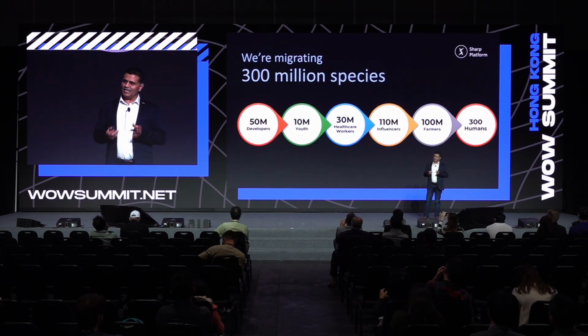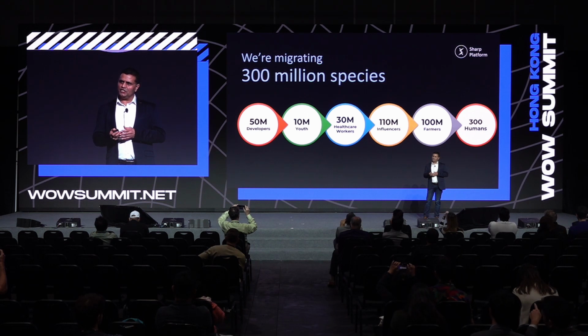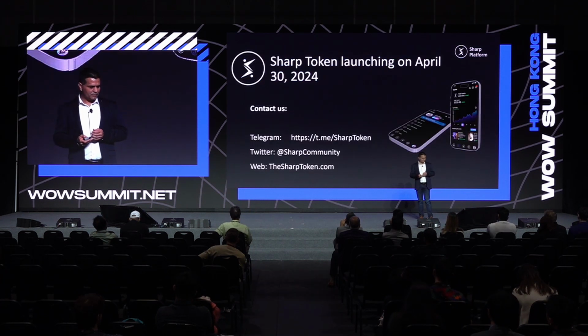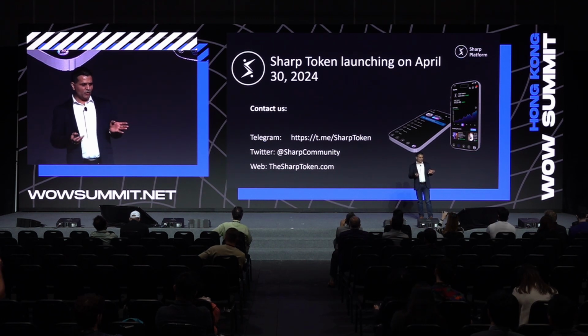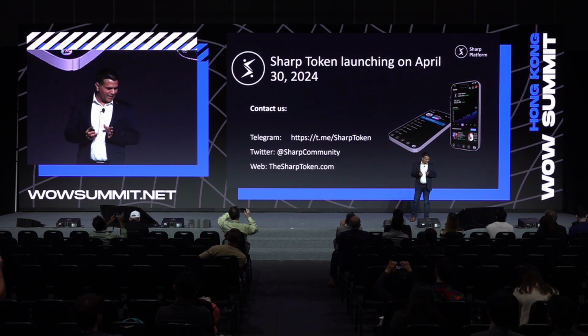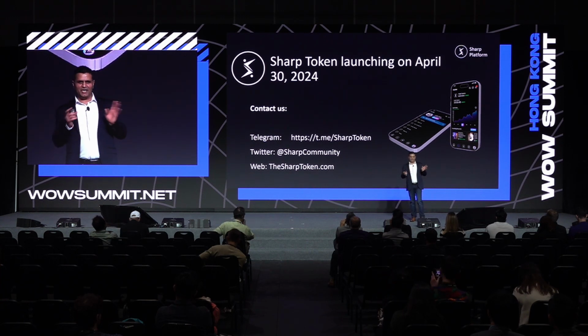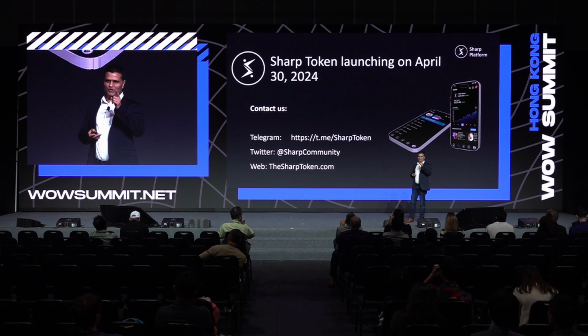As I said, it's more than just CSharp Corner. We are migrating multiple communities in the coming year or two, where we're going to have almost 30 million users on the platform. So again, Sharp token is launching April 30th, and I think my time is running out. It's perfect timing. Feel free to catch me. I'm here all day. We also have a booth, Sharp token.